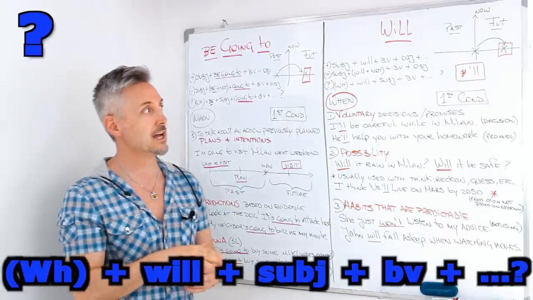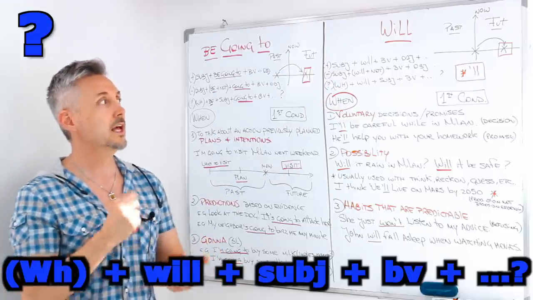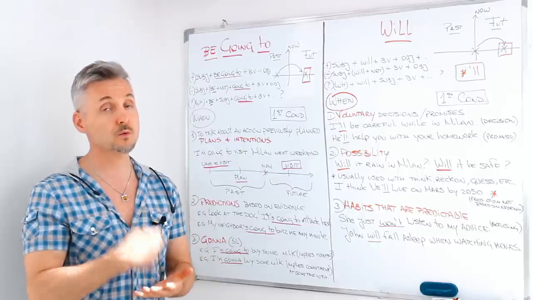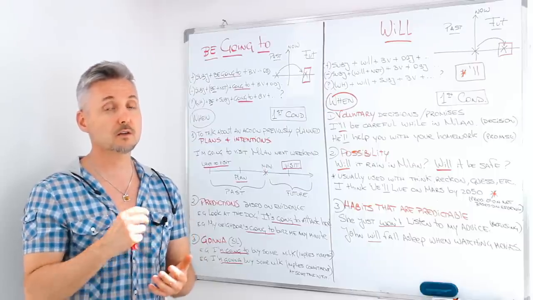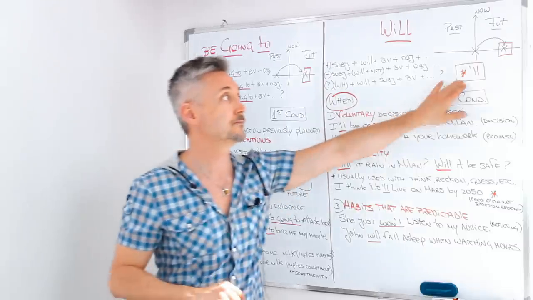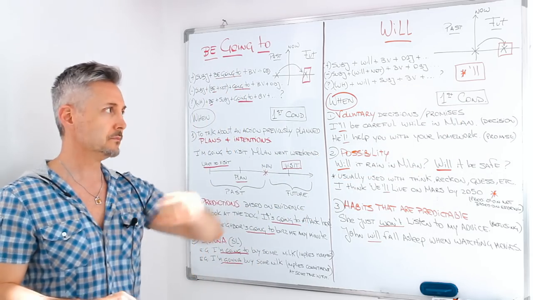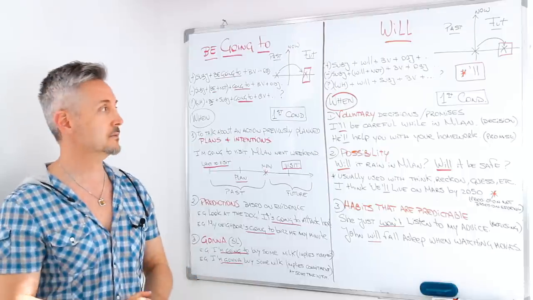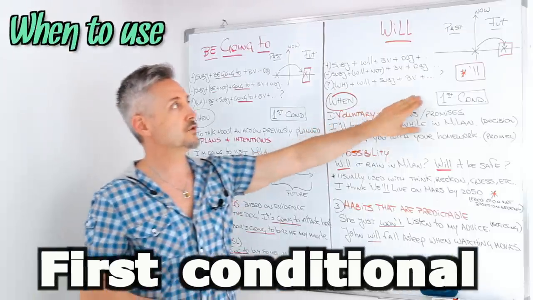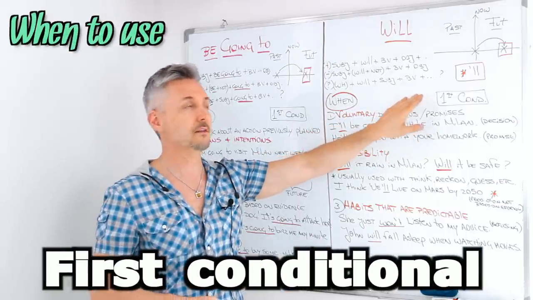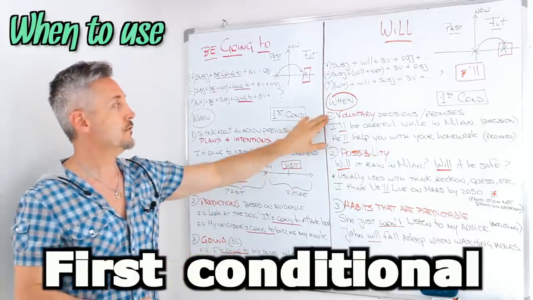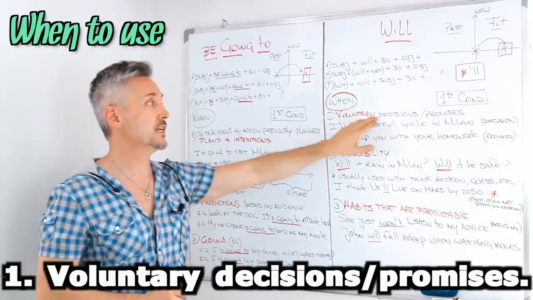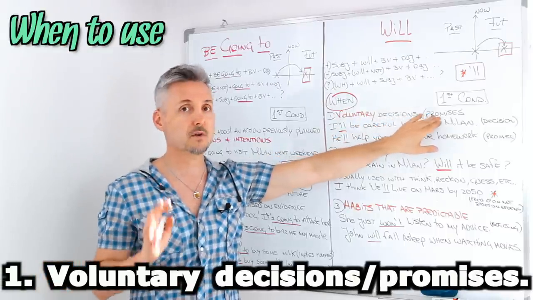I want to say that will is usually contracted into I'll, just like my examples. I will explain to you just in a minute. Just to remind you that will is used for the first conditional. So the first usage of will is for voluntary decisions and promises.